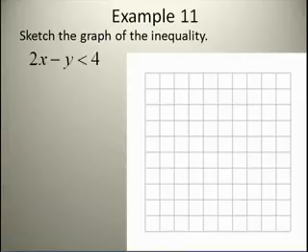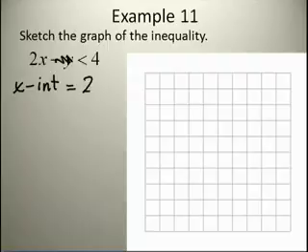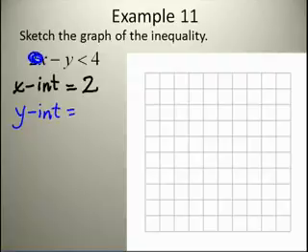In example 11, we actually want to graph this inequality. You'll notice this one is written in standard form, so I'm going to do this one differently. I'm going to find my x-intercept, which if I put a 0 in for the y, my x-intercept will be at 2. And my y-intercept, if I put a 0 in for the 2x, will be at -4. So I'm going to graph that line.